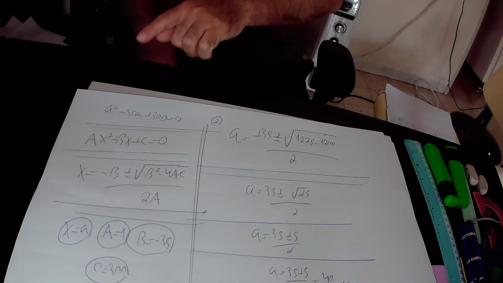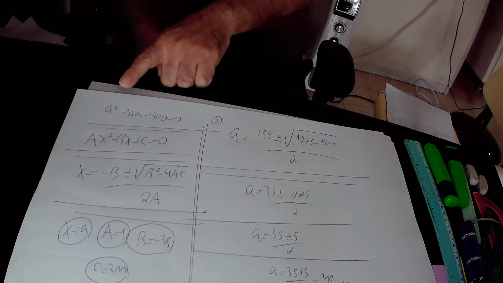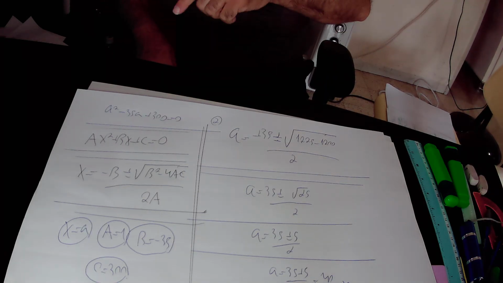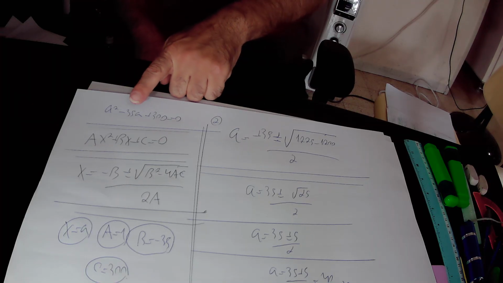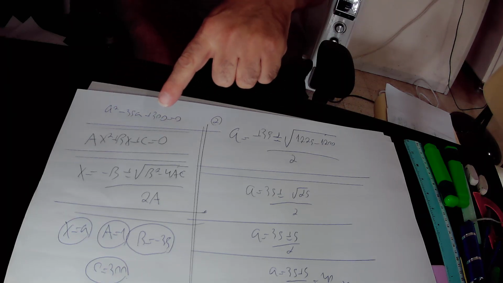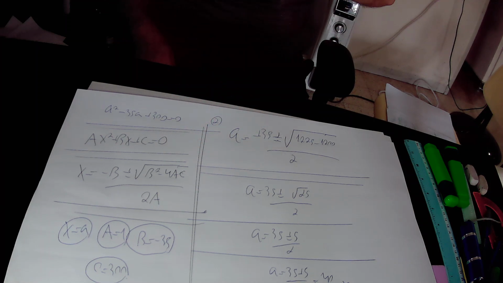So actually this is a quadratic equation, and the general form of a quadratic equation is ax squared plus bx plus c equals 0. In this general formula, a, b, and c are the coefficients of the quadratic equation, and x is the variable that we are looking for. We find the value of x according to the following formula: x equals minus b plus or minus the square root of b squared minus 4 times a times c, over 2a.